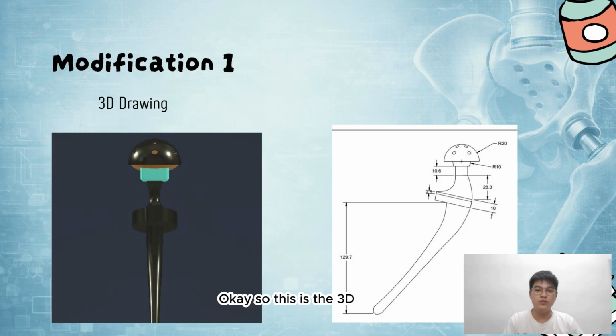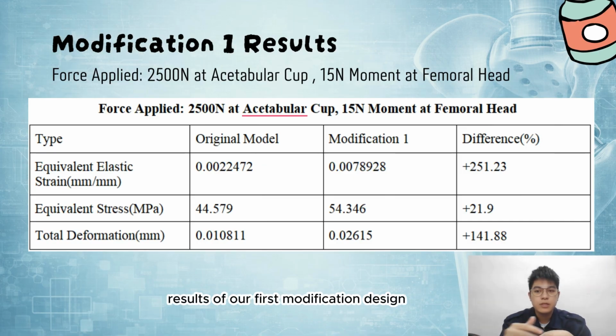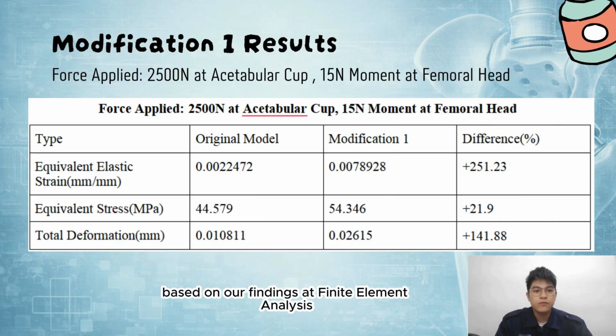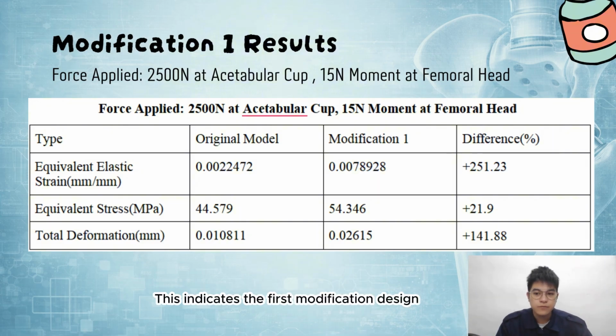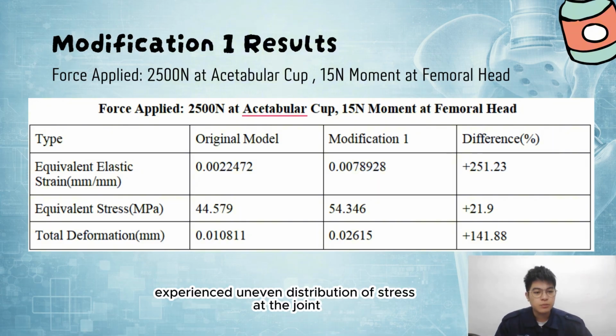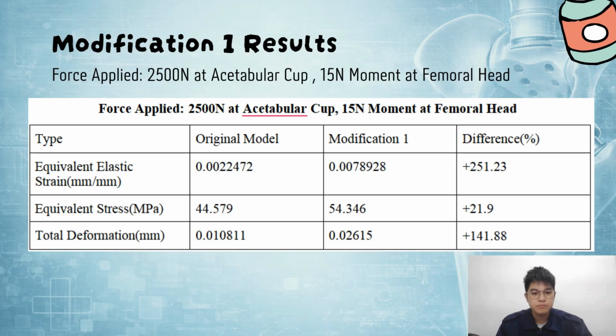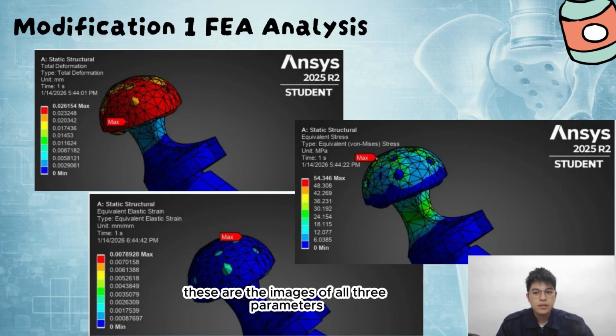Okay, so this is the 3D drawing of our first modification design. This is the tabulated results of our first modification design. Based on our findings from finite element analysis, I want to highlight that the difference of neck strain increased by 251%, as you can see in our table. This indicates the first modification design experienced uneven distribution of stress at the joint, although the friction of torque was neutralized. It converted the rotational energy into a severe bending moment. In addition to that, these are the images of all three parameters.